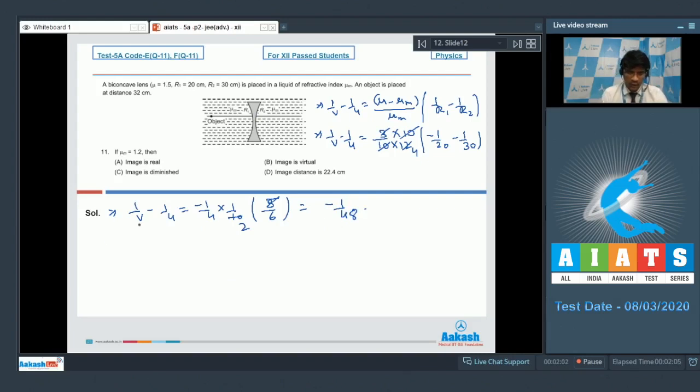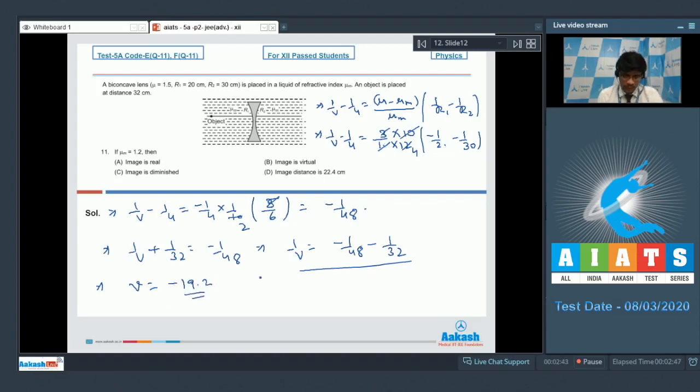Now placing the value of U, minus 32, I'll get 1 by V equals 1 by 32 minus 1 by 48, or 1 by V equals minus 1 by 48 minus 1 by 32. On calculation, I get V equal to minus 19.2.